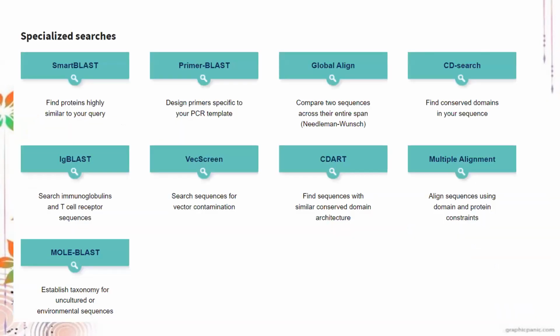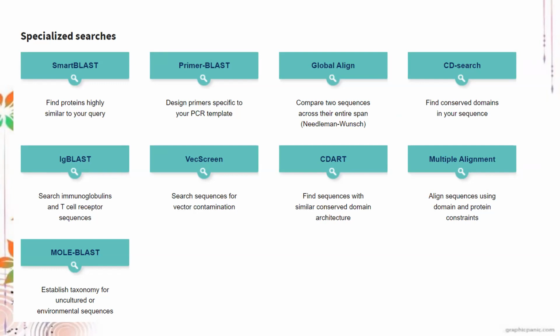Other specialized searches are available on the website. You have the SmartBLAST. These are more specialized applications for BLAST. The SmartBLAST is to find proteins highly similar to your query. The change could be for a single amino acid difference, something like that. And then the Primer-BLAST allows you to design specific primers for a certain PCR template. It helps in the design of your primers for PCR.